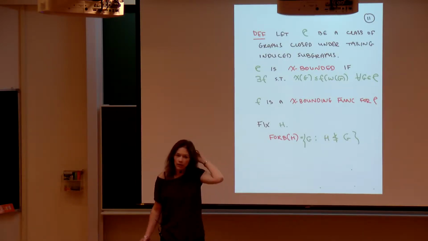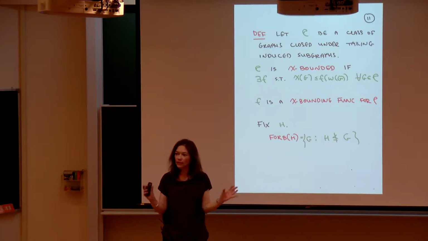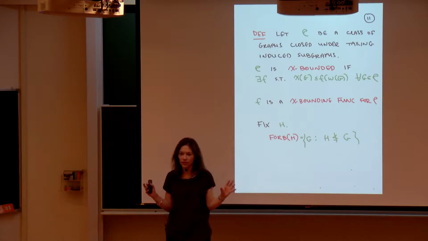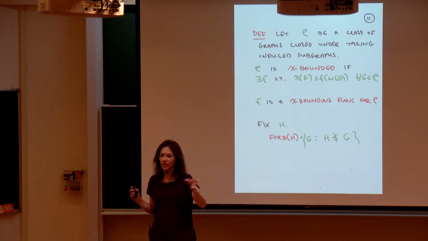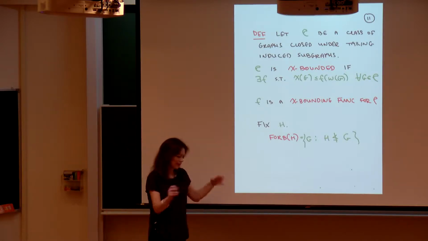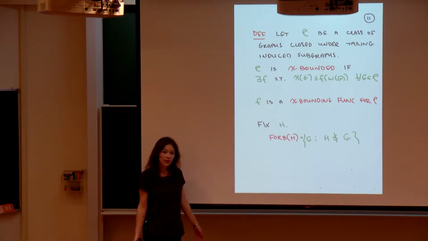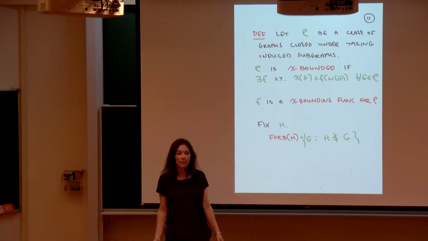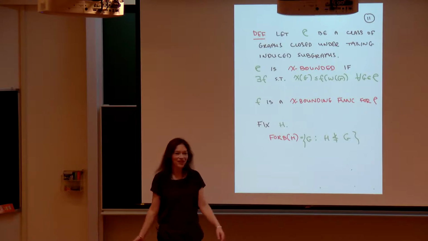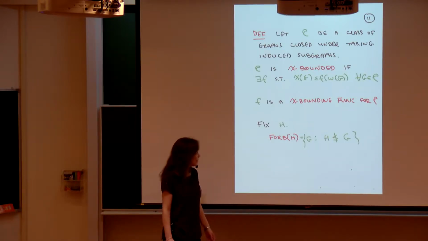Now, another question you can ask is what is the best chi-bounding function? But that's not what I'm thinking about. The functions I'm going to give you are just some function that gives you an upper bound. Chances are they're not even close to being best possible. That's a different question you can think about. All right, so then perfect graphs are a chi-bounded class with chi-bounding function identity. And obviously identity is the best you can do.